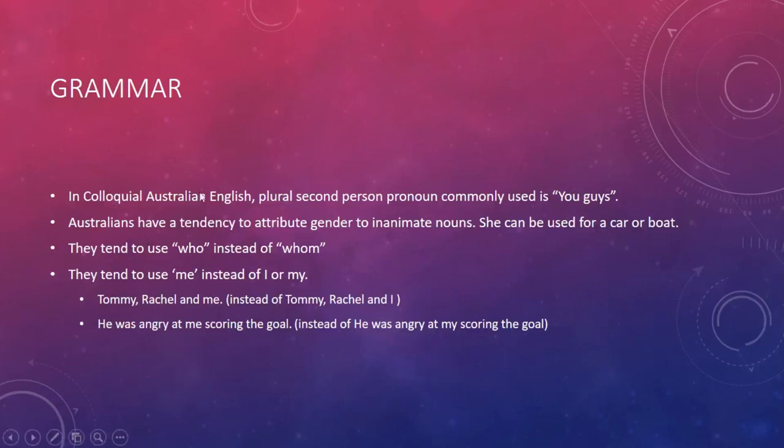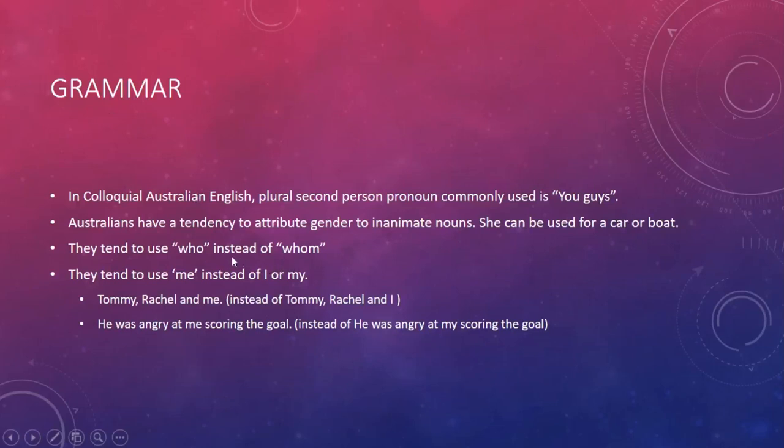Okay. Then Australians actually have a tendency to attribute gender to inanimate nouns. Now they give a gender to objects. For example, they use she to refer to their car or boat. Okay, they call their car and boat she. Also, they never actually use the word whom.